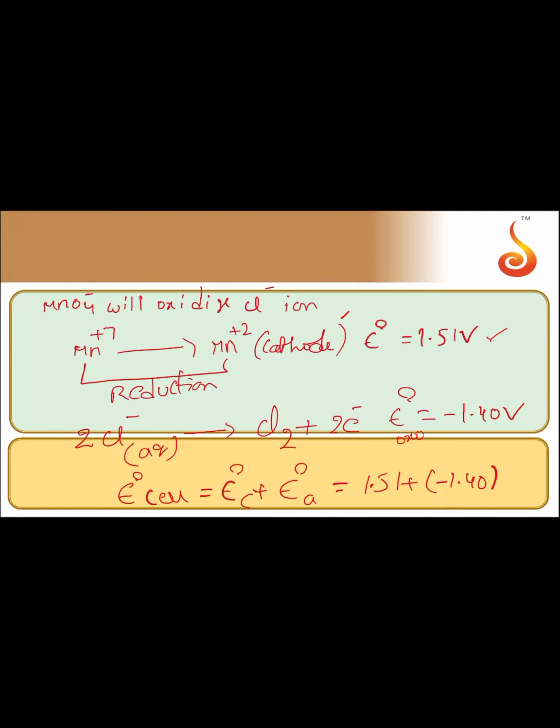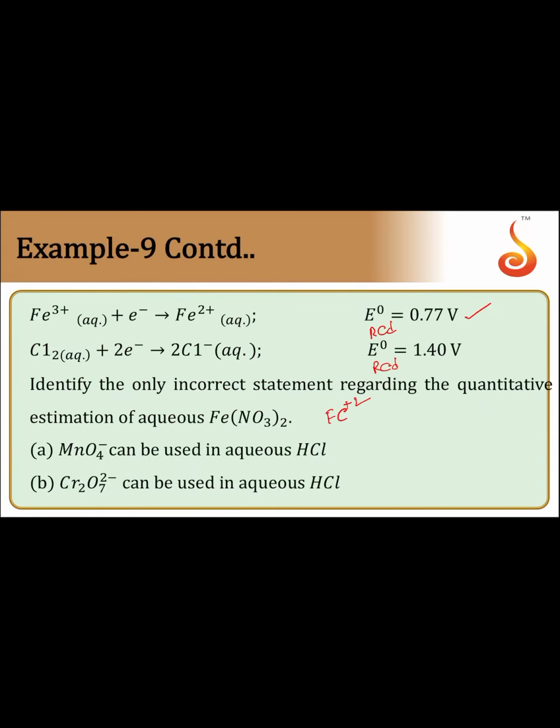So in the given question, the wrong statement is option A only, because MnO4- is oxidizing both Cl- and also Fe2+. That's why MnO4- cannot be used in aqueous HCl. Now we'll check why option B is correct, again by calculating E0 cell values.